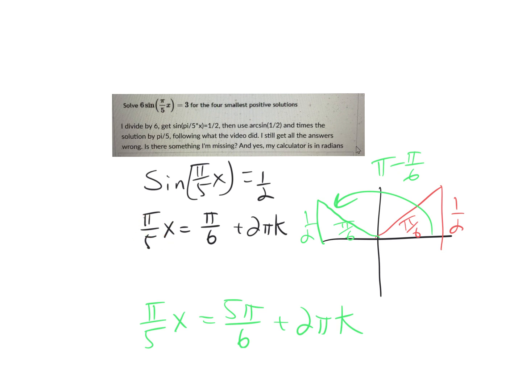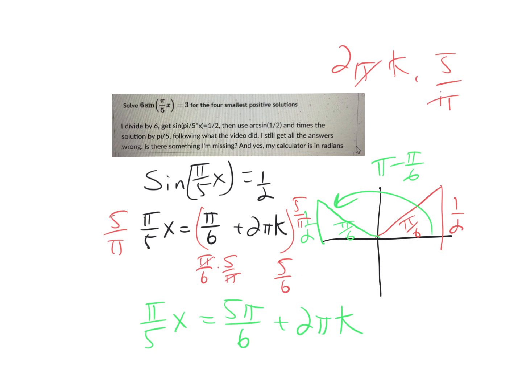And that's equal to your pi over 5 times x. So now we're going to solve this equation. So what that means, I'm going to multiply by 5 over pi, or divide by pi over 5, right? And each of these things in here gets multiplied by 5 over pi. If you think about this one, pi over 6 times 5 over pi, the pi's cancel out, so I'm left with 5 over 6. And then here, the 2 pi k times 5 over pi, the pi's cancel out, and so that leaves me 10k.